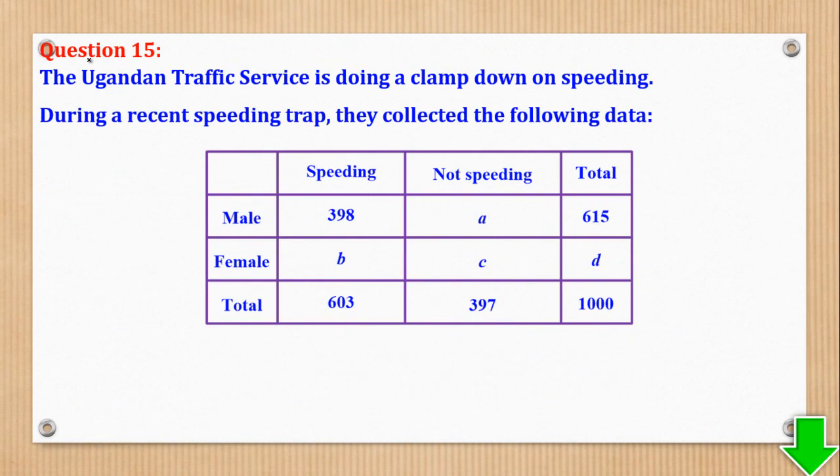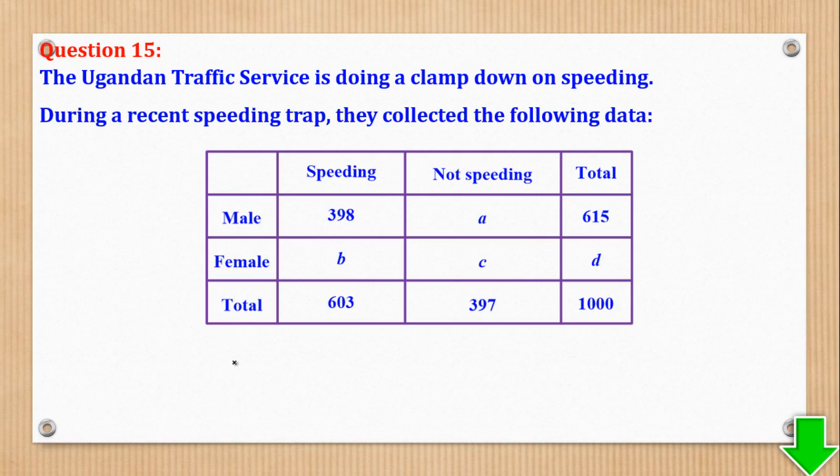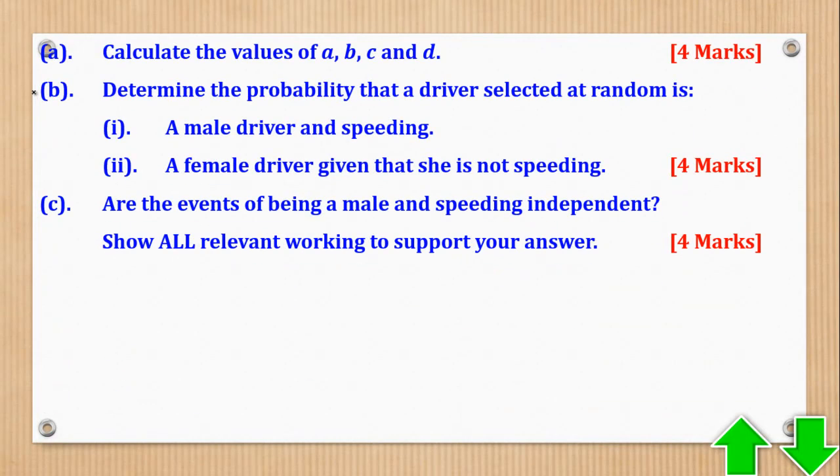Then question 15. The Ugandan Traffic Service is doing a clamp down on speeding. During a recent speeding trap, they collected the following data. Part A. Calculate the values of A, B, C, and D. I think we shall begin with that.